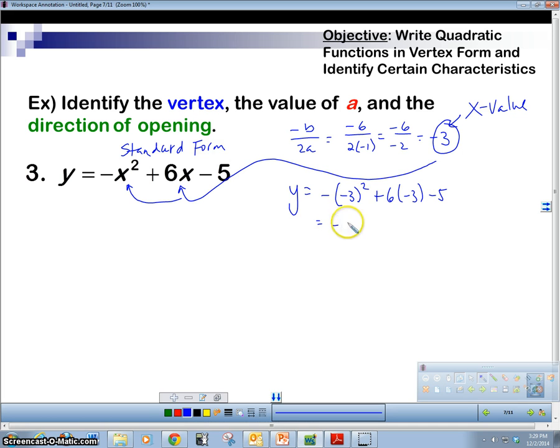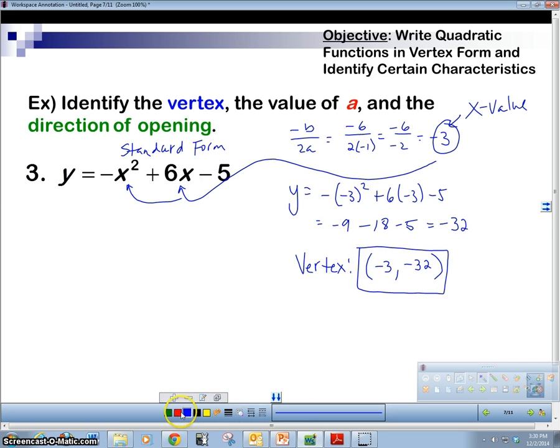Math in my head. Negative 9 minus 18 minus 5. Okay, do the math in my head very quickly. I'm not very quick at math like that. 23, 32, negative 32. Let me make sure I did that right. 27, yeah, okay. So my vertex is going to be negative 3 comma negative 32.